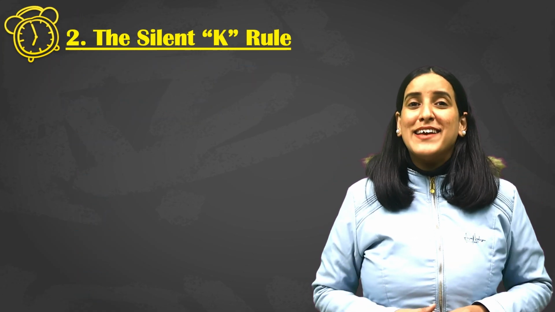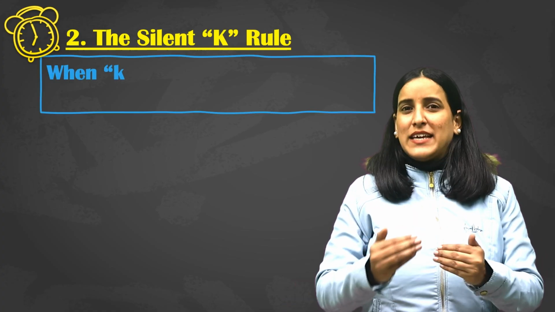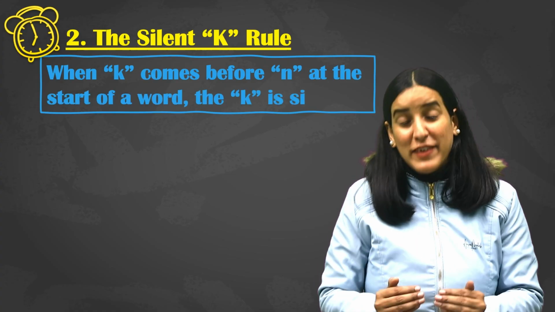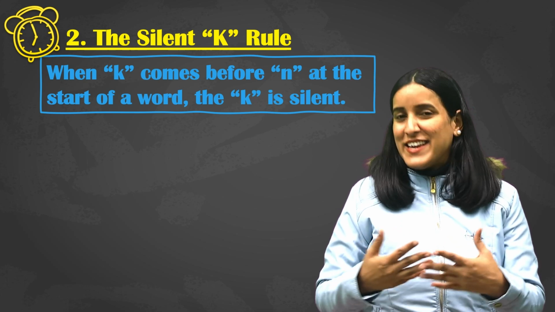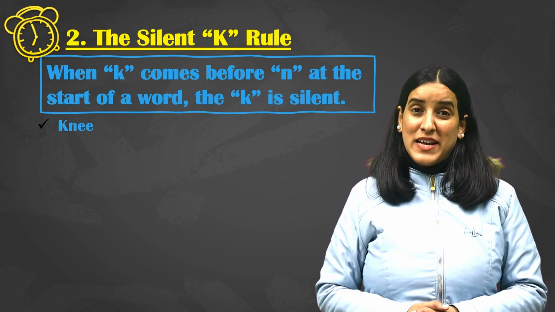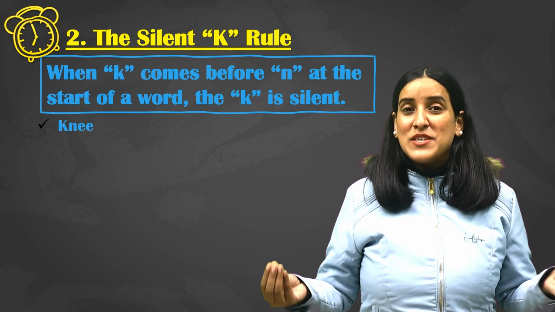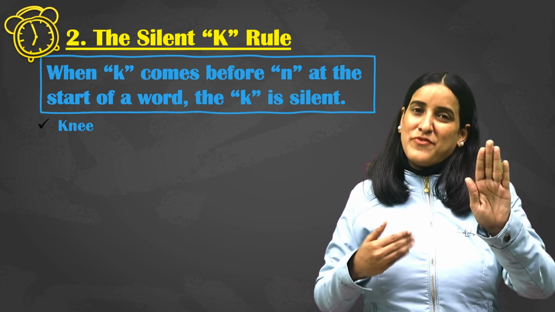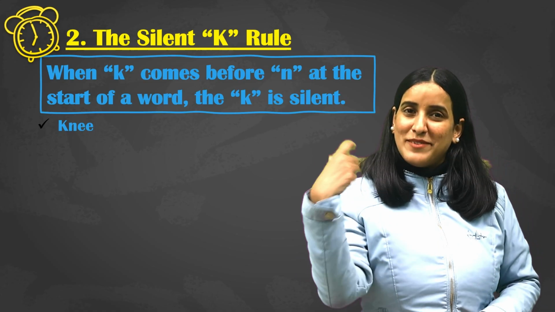The second one is the silent K rule. Now, whenever K comes before N, whenever there is a combination of K and N, specifically at the start of the word, the sound of letter K is silent. We do not pronounce letter K there. For example, how do we pronounce it? We pronounce it as knee, right? So again, letter K is silent here. We have to ignore that letter and we have to pronounce it directly from letter N. Knee.